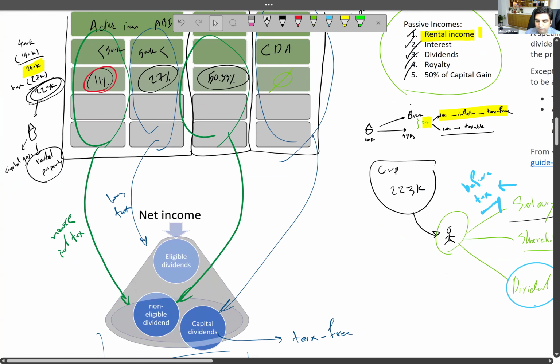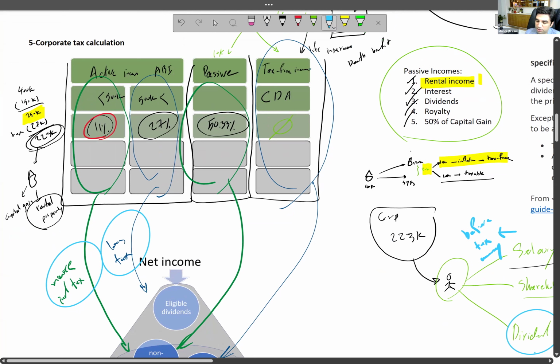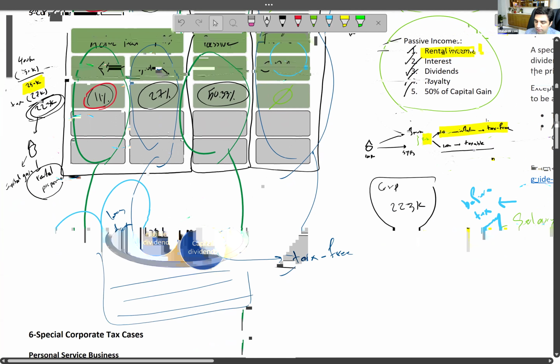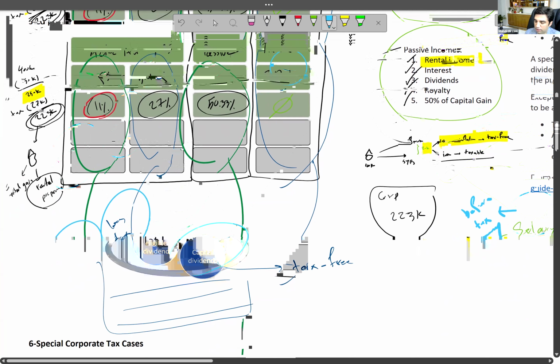So if we pay more tax in the corporation, we're going to pay less tax on the individual side. And if we pay less tax in the corporation, we're going to pay more tax on the individual side. And if the money was from the tax-free resources, from the CDA, then we don't need to pay any tax. It's called the capital dividend, and it's going to be all tax-free.